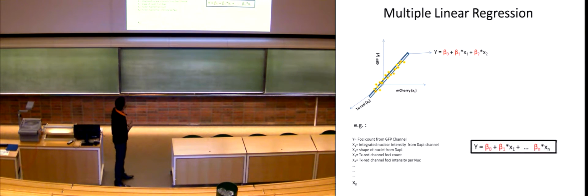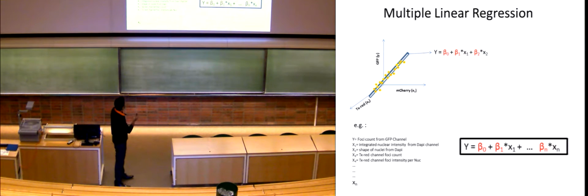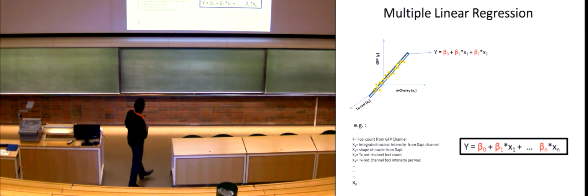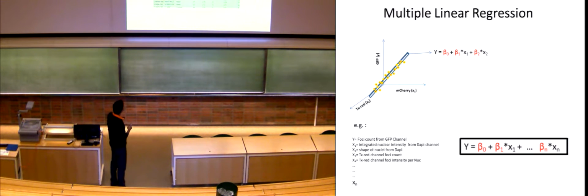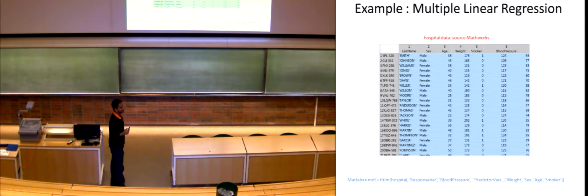And the equation for that particular model would be the same. As you can see, if there are n input variables, then there would be n betas. So the number of betas would be equal to the number of input variables. So let's take an example for this one.